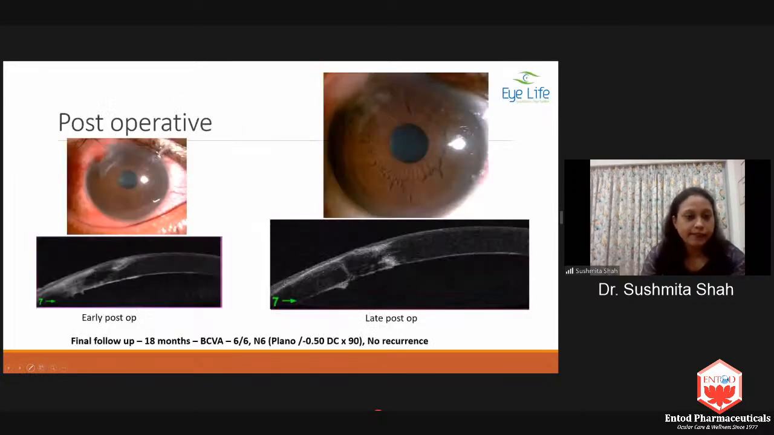As you can see, the left side pictures are of the early post-operative period. You can see a resolving cyst both on slit lamp as well as on anterior segment photography and anterior segment OCT. And the right side are the final images showing resolution of the cyst with faint scarring in the cyst area in the peripheral cornea. There's complete resolution of the cyst on anterior segment OCT. At the final follow-up, we have 18 months follow-up of this gentleman, and he is again 6/6 and N6, but now has a small 0.5 diopter cylinder, and there is no recurrence.